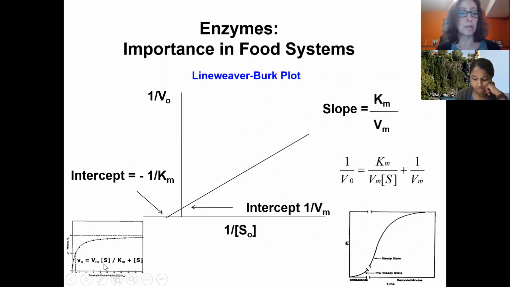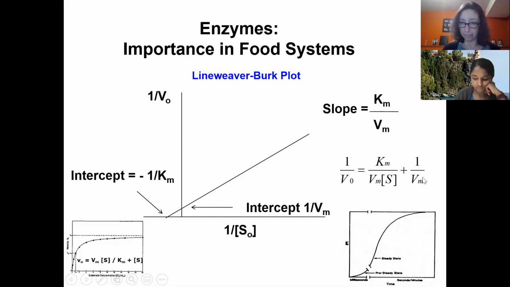So basically, this equation right here is inverted. So instead of V0, it's 1 over V0, the inverse. And instead of the concentration of the substrate, it's 1 over the concentration of the substrate. So we end up with the equation of a linear line, which is y equals aX, where X is 1 over the substrate, plus b, which is the intercept.